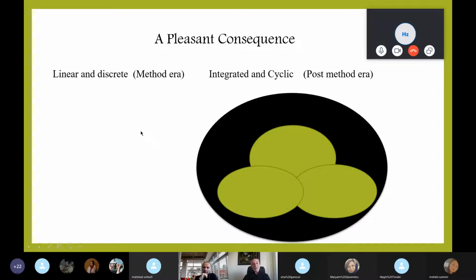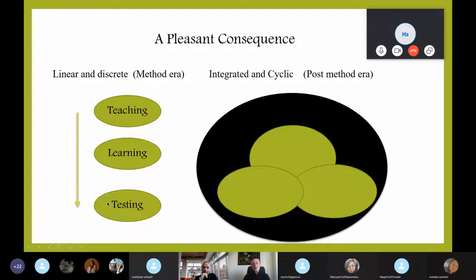Probably this slide will show it. In the method era, where we focused on only product, we had teaching, which would lead to learning, and we would assess or test what people learned. This is a linear relationship: teaching, learning, testing. And in many, many cases, teachers were not testers, or testers were not teachers. Therefore, there was always a mismatch between what teachers perceived they taught and what the testers perceived they tested. And in this in between, the poor learner is victimized.